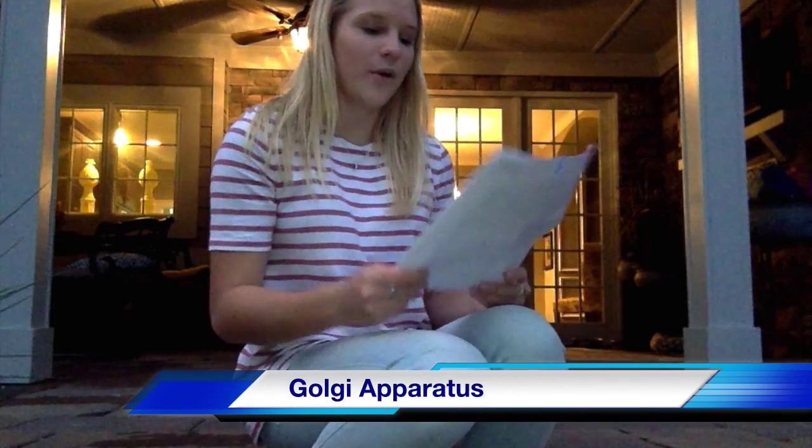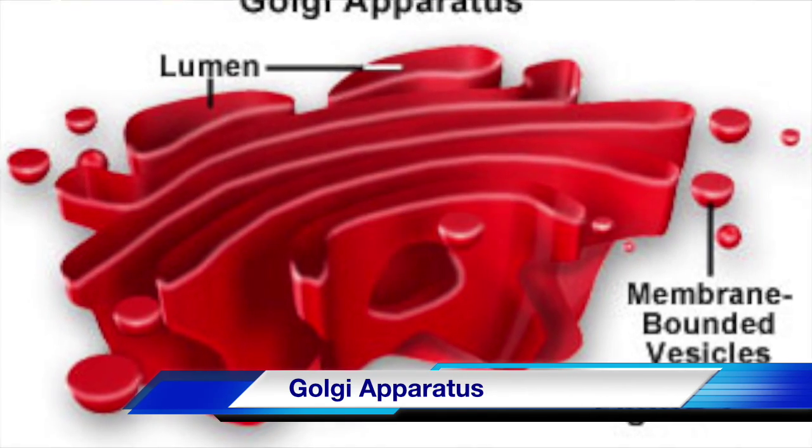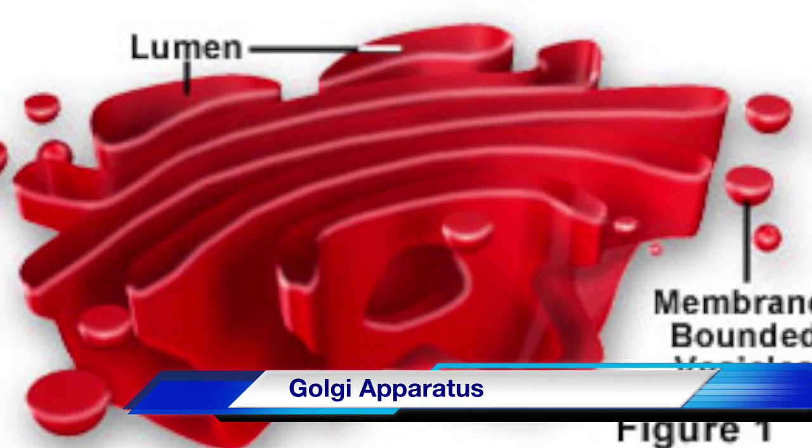Golgi apparatus is found in most cells. It is another packaging organelle like the endoplasmic reticulum. While layers of the membranes may look like the rough ER, they have a very different function.